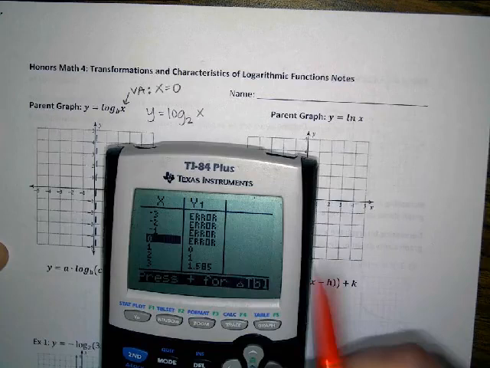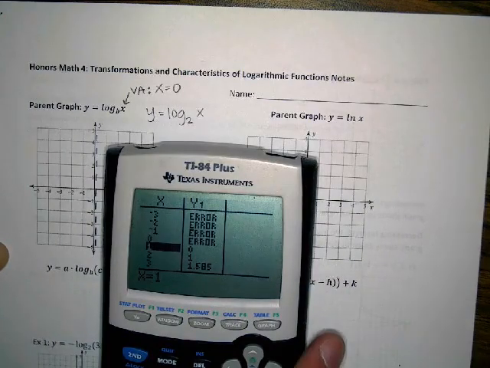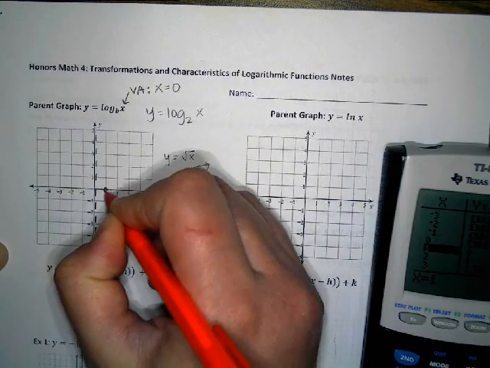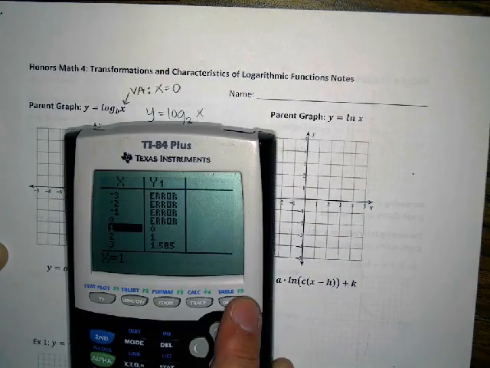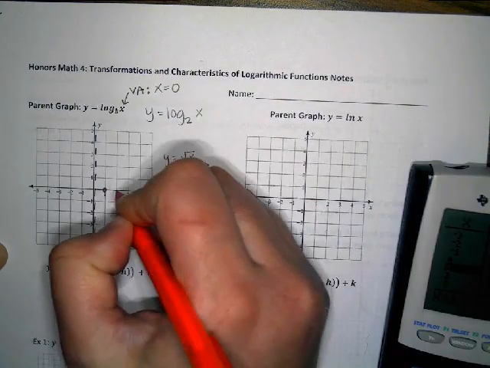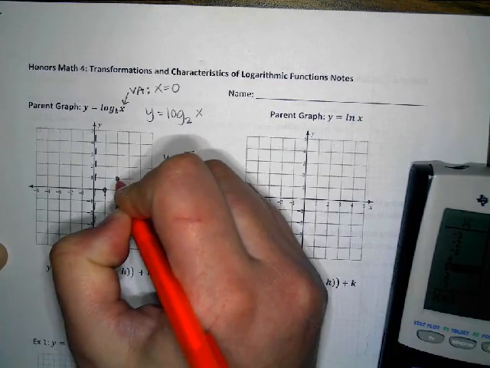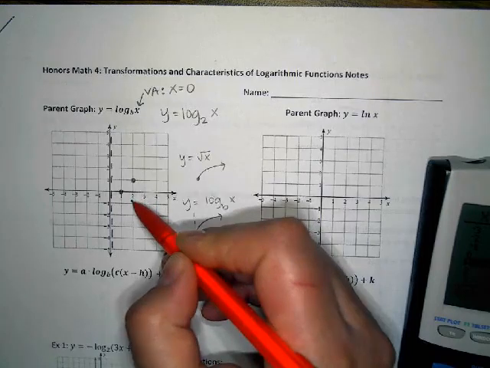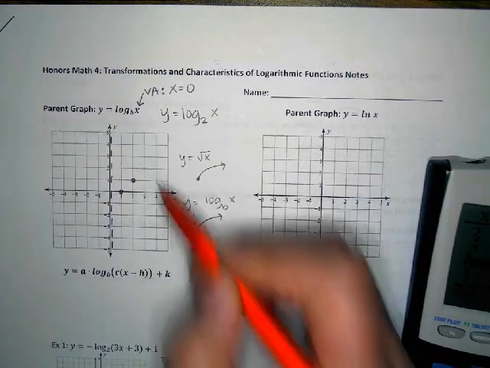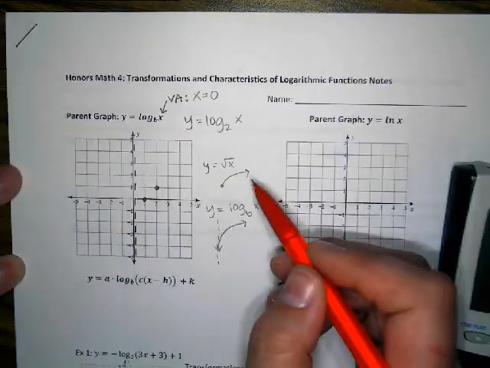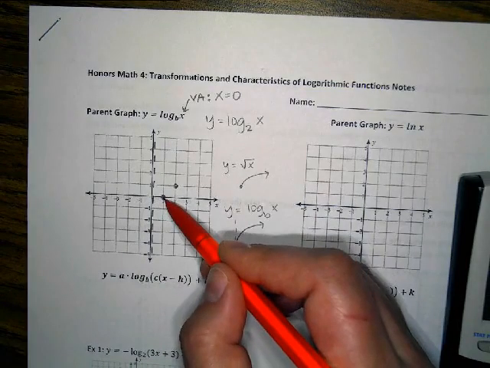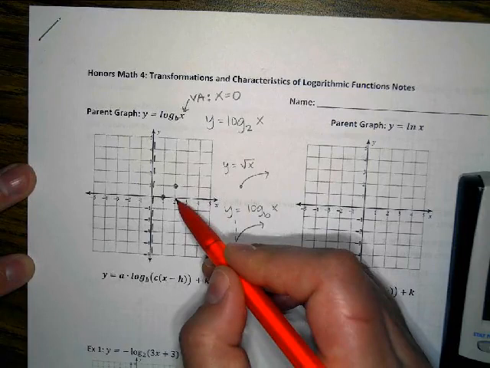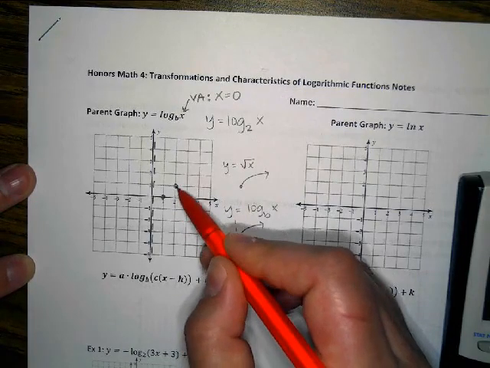Okay, the next point we have is the point 1, 0. So over 1, 0. And then the next point we have is 2, 1. Now, the reason it's 2, 1 is because 2 is the base. So the 2 points we're going to see on here is we're going to see 1, 0. That's going to be true for every logarithmic graph. And then the next point is going to be the base, comma, 1.